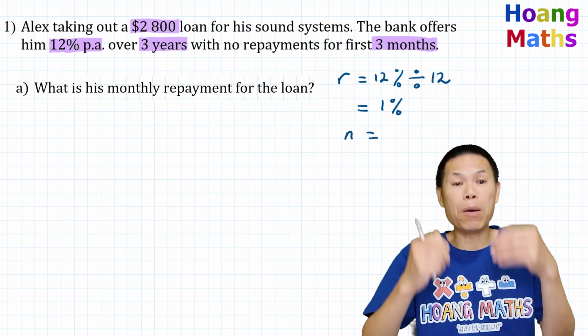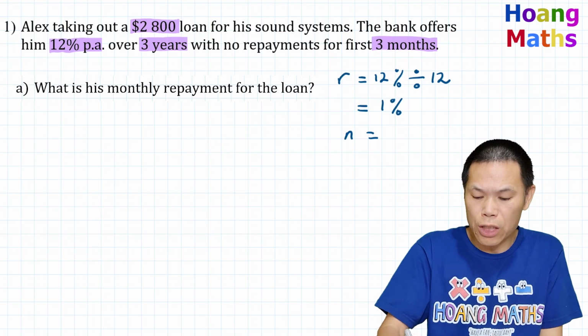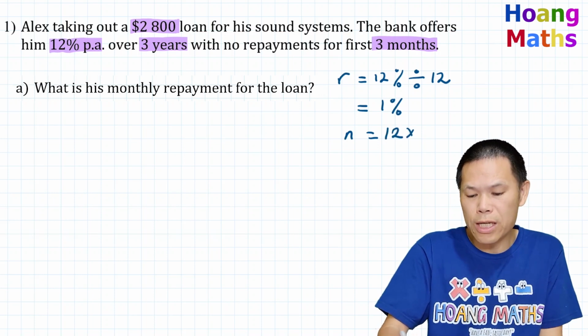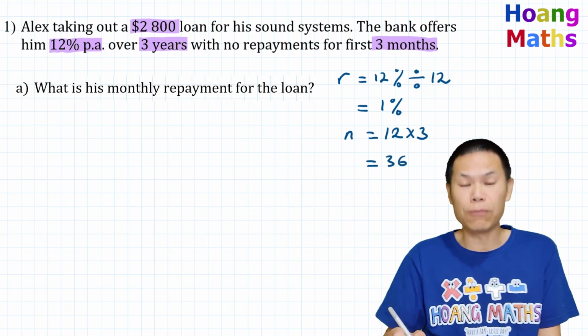N is the number of months. So we know that in 1 year there are 12 months, and for 3 years we times by 3. So that is 36 months, if you like.